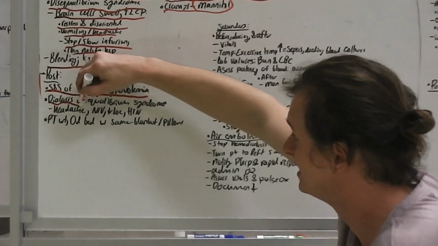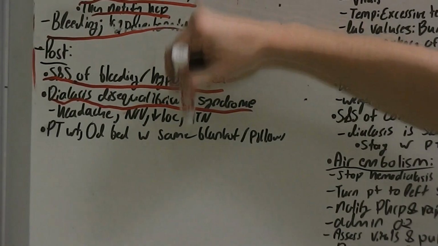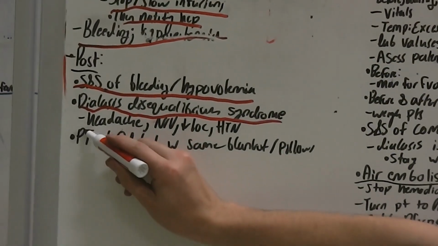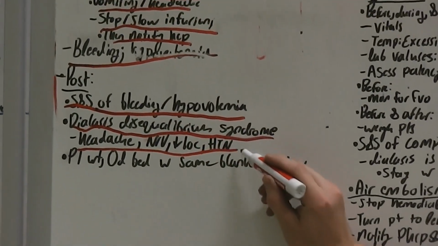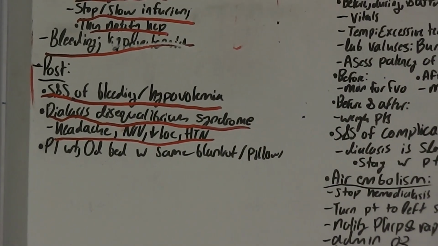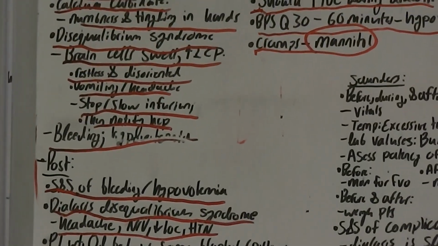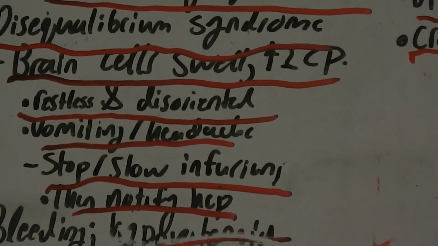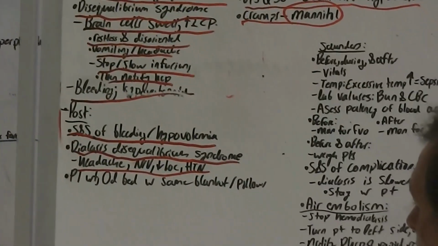Dialysis, after we have that disequilibrium syndrome: headache, nausea and vomiting, decreased level of consciousness, hypertension. Don't forget, if that happens, we need to slow the infusion, then we notify the healthcare provider. The first thing you do is slow the infusion.